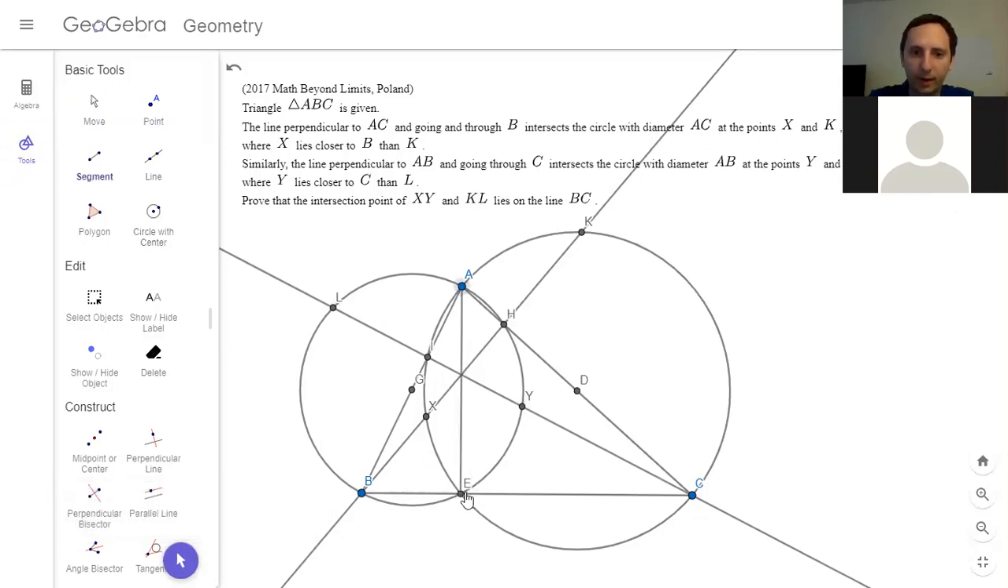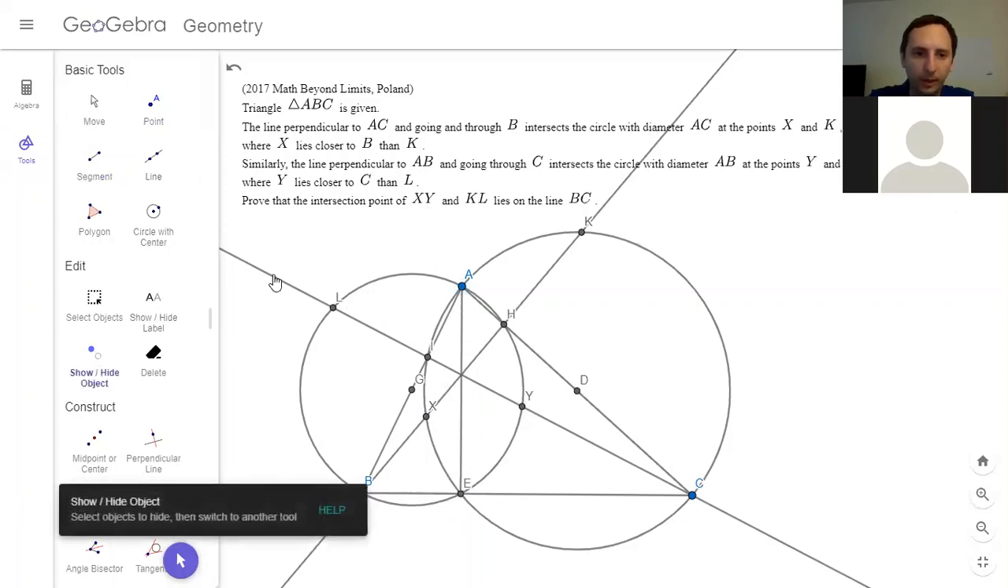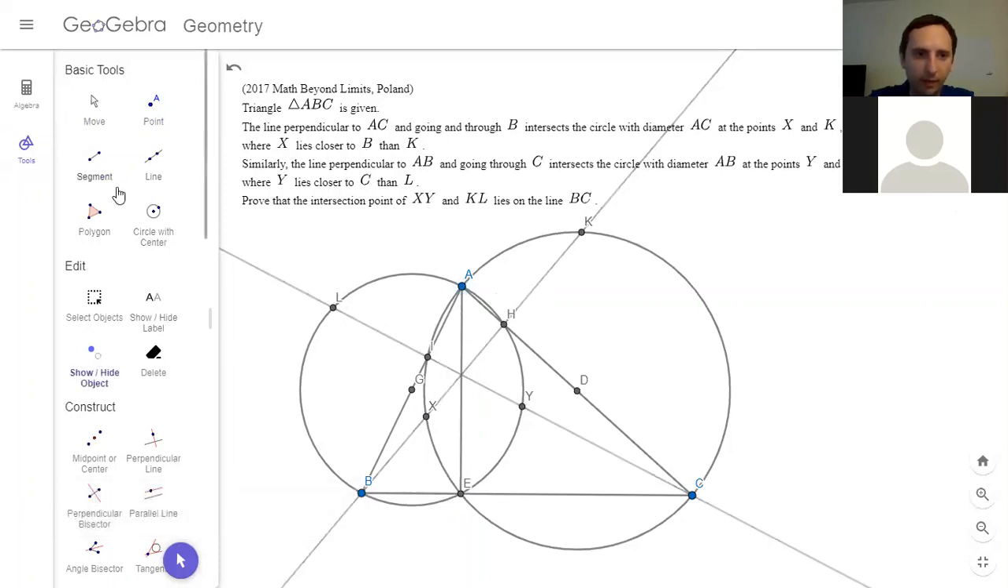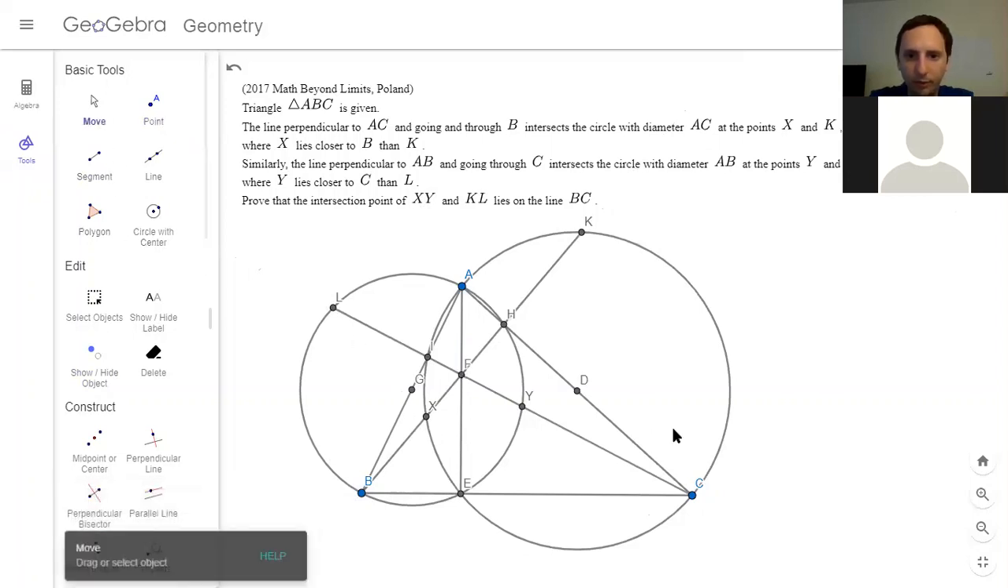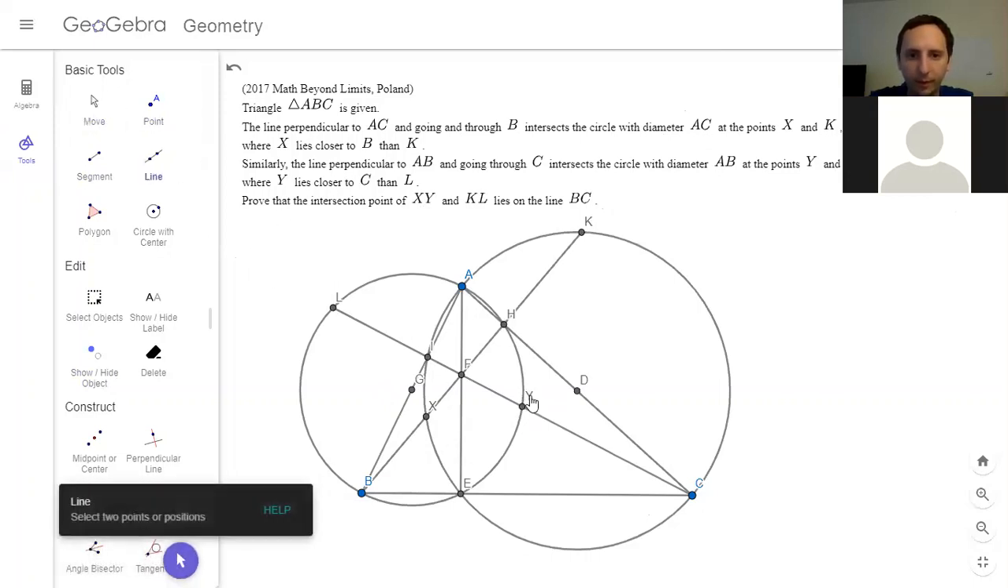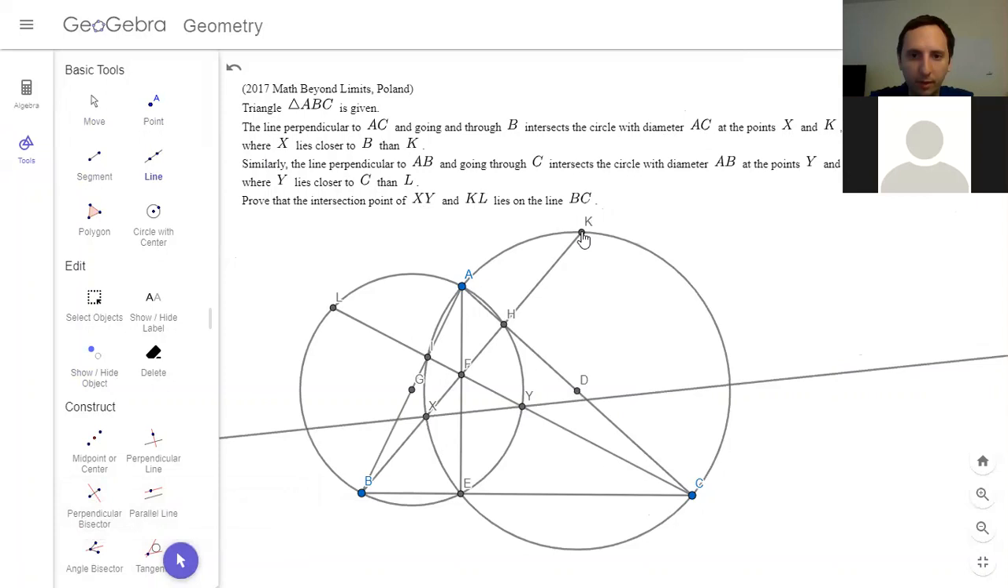So I guess I'm going to draw that. Let me clear some of the excess in the diagram. And then this point's the orthocenter. And we want to show XY and KL intersect on BC. I thought it was KY and XL.